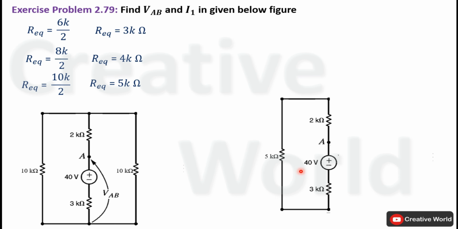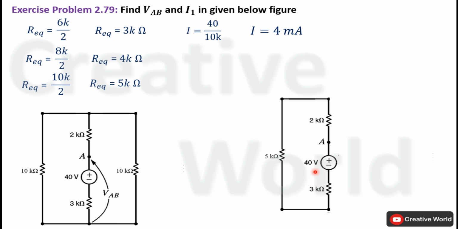We can find the total supplied current by dividing the total supplied voltage by the total resistance of this network. In this case, because the resistances are connected in series, their sum will be equal to the total resistance of this network. 5 kilo ohm plus 3 kilo ohm plus 2 kilo ohm will become 10 kilo ohm. Total supplied voltage is 40 volt. So total supplied current will be equal to 40 divided by 10 kilo ohm. The answer will be 4 milliampere.